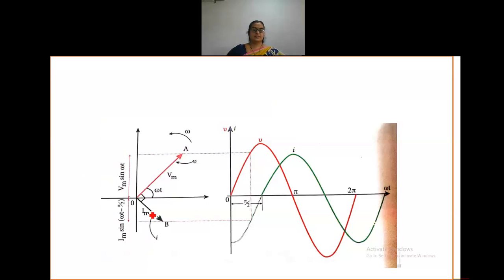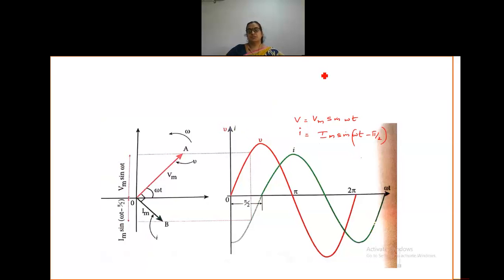Now this is the phasor diagram. Now we have the equations for voltage, V = Vm sin omega t, and the current equation, I = Im sin(omega t minus pi by 2). So how do we draw these phasor diagrams? By substituting different values of theta for voltage and current. Here the red curve represents the voltage curve, and the green curve represents the current curve. So let us start with voltage.